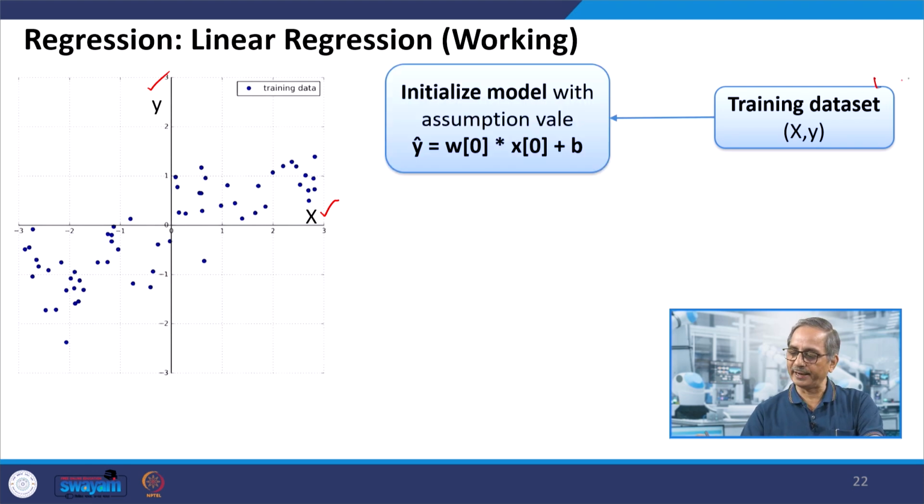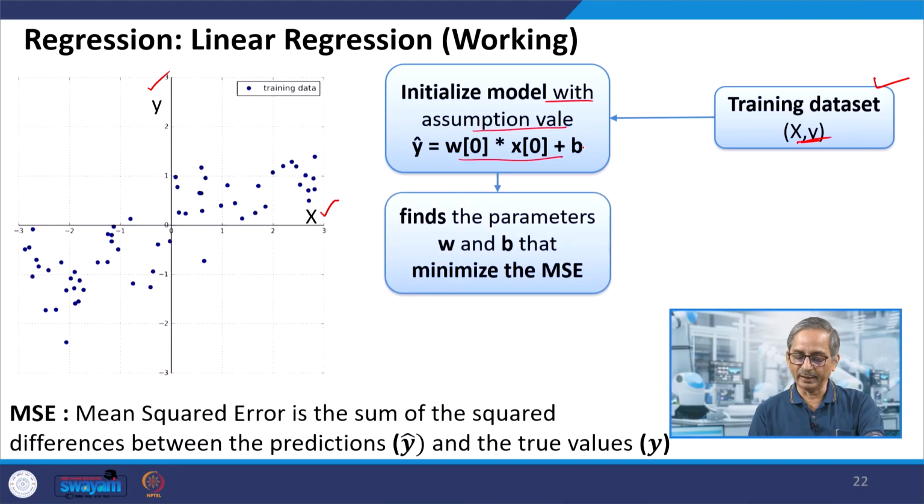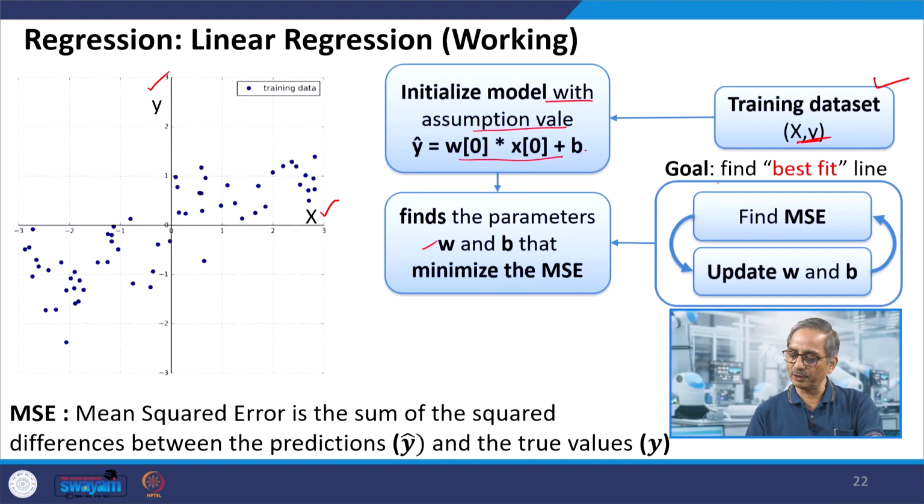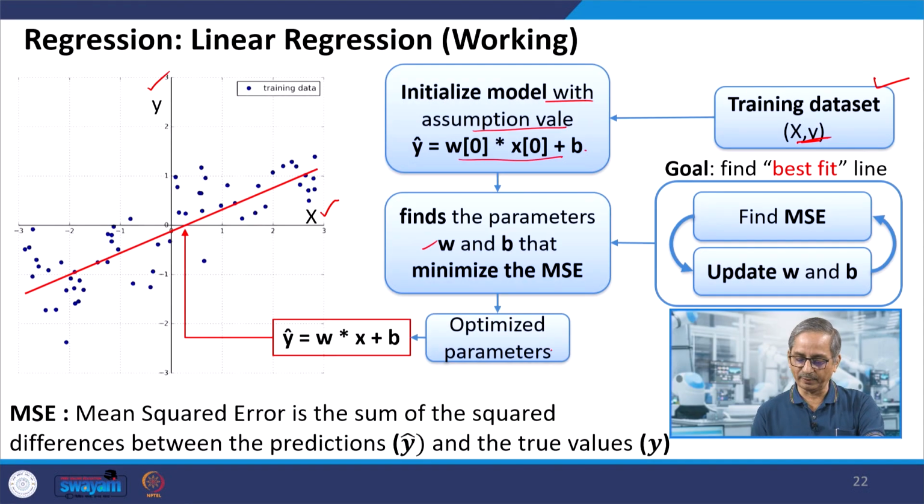We have the training data set, this one which we have already plotted, and we initialize the model with assumed values. Then we find the parameters w and b to minimize the mean square error. We update this w and b until we find the minimum value of the mean square error, and with the optimized parameters we get this expression.